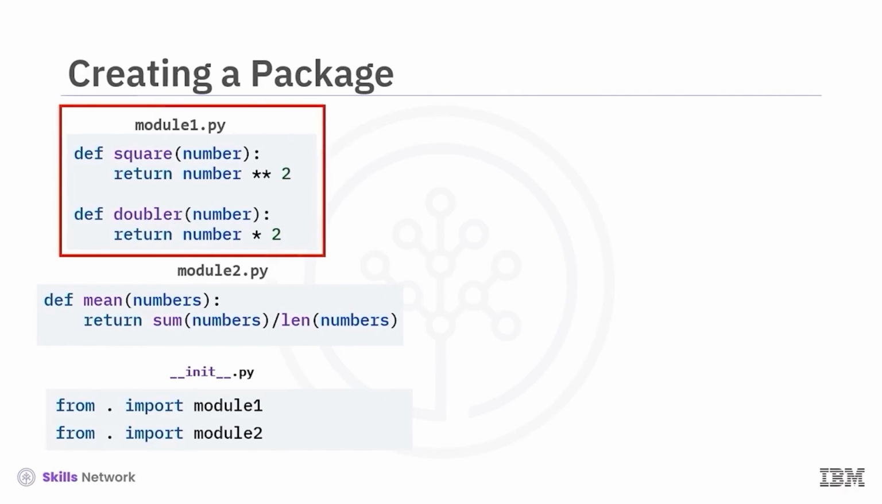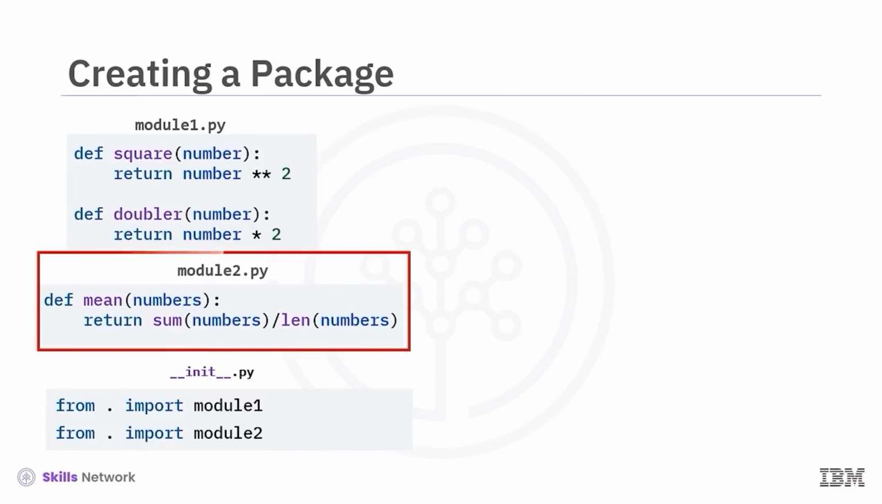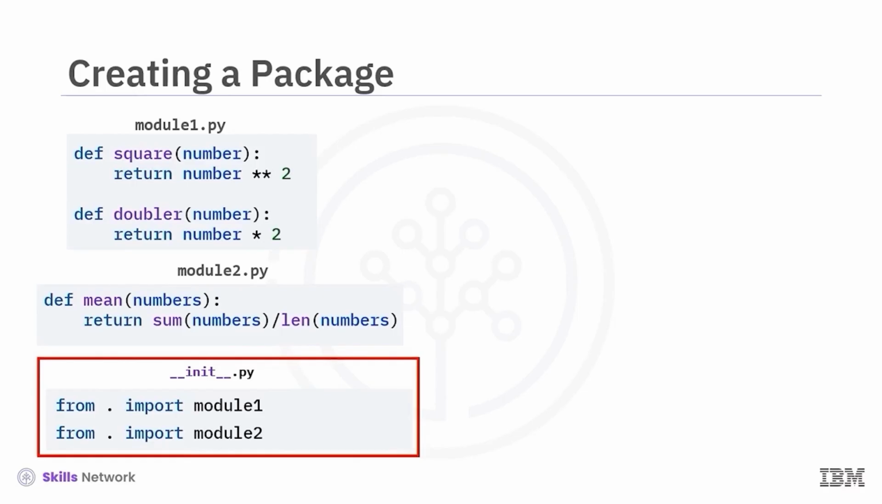Module1.py has two functions, square and doubler. Module2.py has one function, mean. To make the myProject folder into a package, you must have an __init__.py file in the myProject folder. The contents of the __init__.py file must be "from . import module1" and "from . import module2".